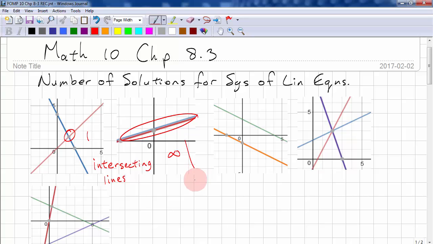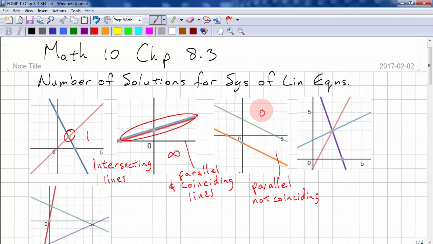This one we call parallel and coinciding lines. Here we have parallel lines, but they're not coinciding. So we have 0 solutions.